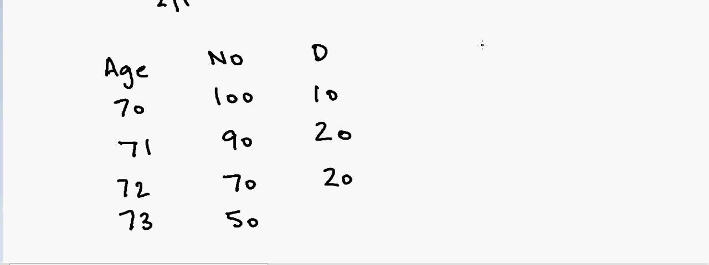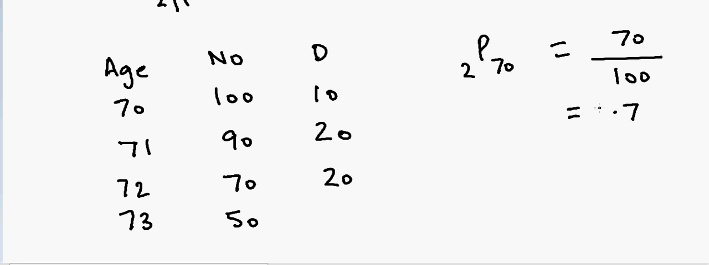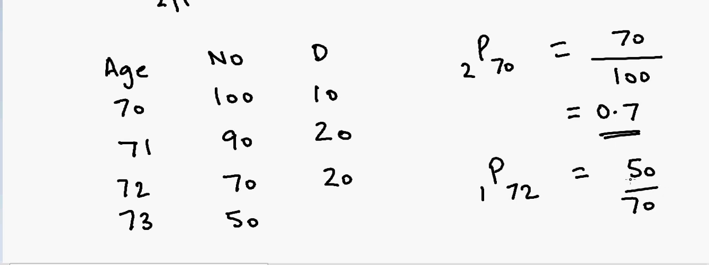So how do we use this table? Suppose you want to calculate the probability for age 70 to survive for 2 years. As we can see, there are 100 people at age 70, and after 2 years there are only 70 left. Therefore the probability to survive is 0.7. That will be our answer. And if we ask what's the probability for someone at age 72 to survive for 1 year, we look at 72: there are 70 people, and to survive to age 73 there are only 50 people, so we divide 50 by 70 and that will be our answer.